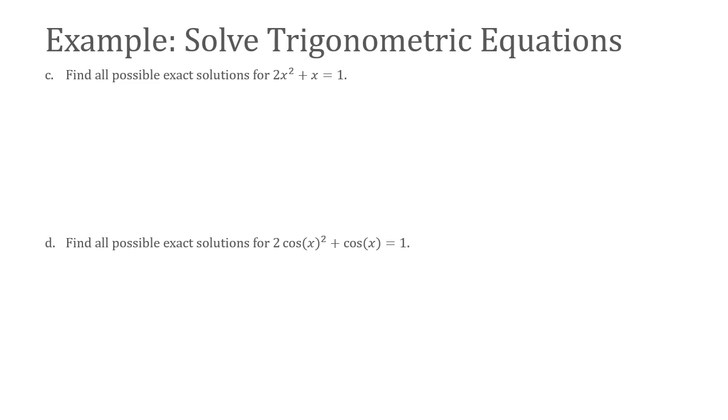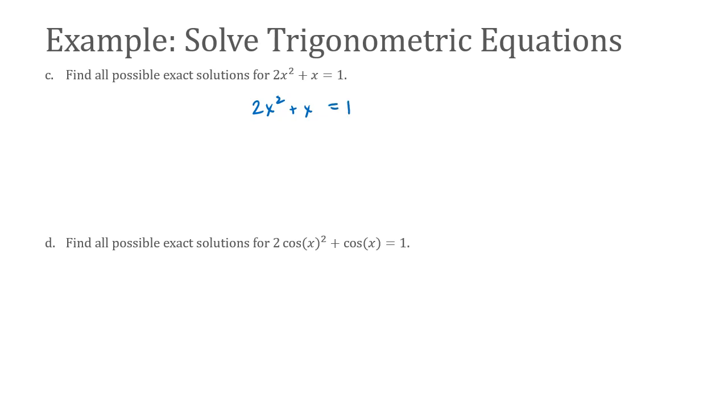So what I want to point out to you here is that the rules that you use for solving algebraic equations are the same rules that you can use for solving trigonometric equations. So if you're struggling, you might consider thinking of it a little bit differently. Let me show you what I mean. So the equation we're being asked to solve is 2x squared plus x equals 1. Let's write that down. 2x squared plus x equals 1.